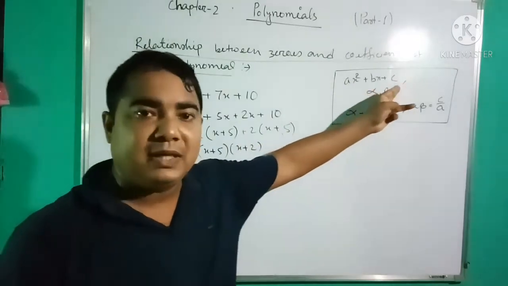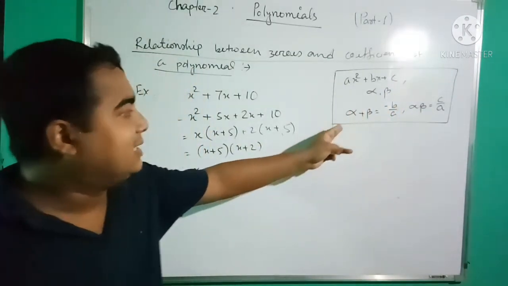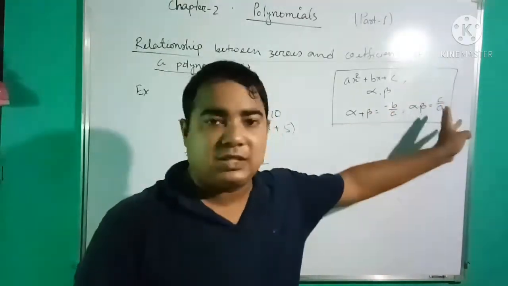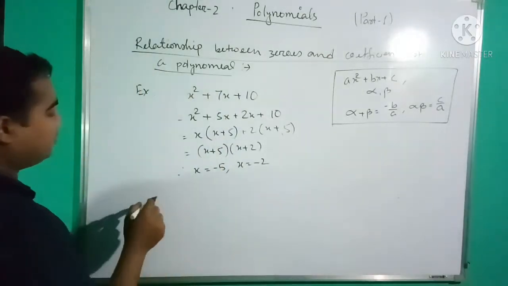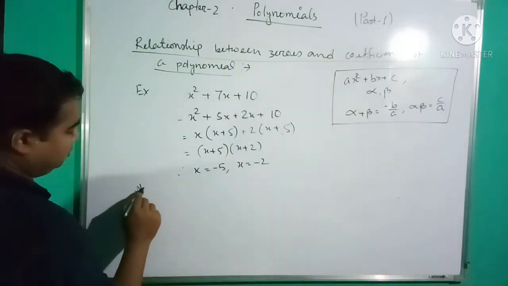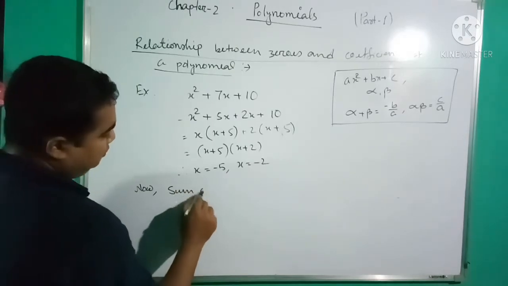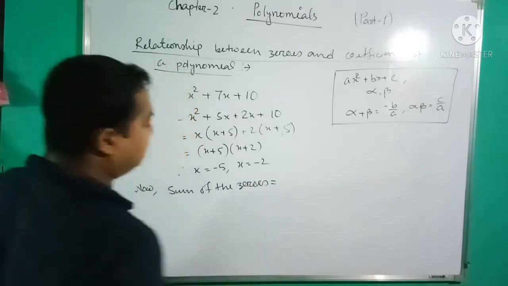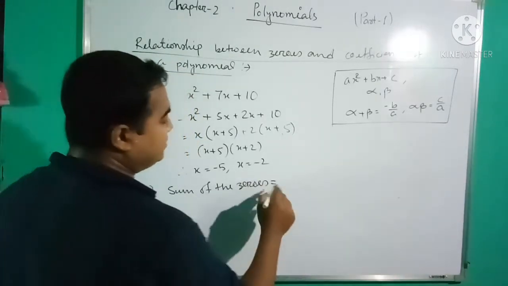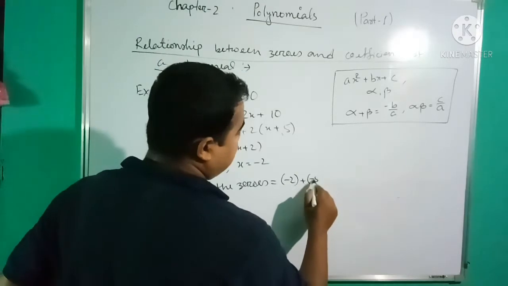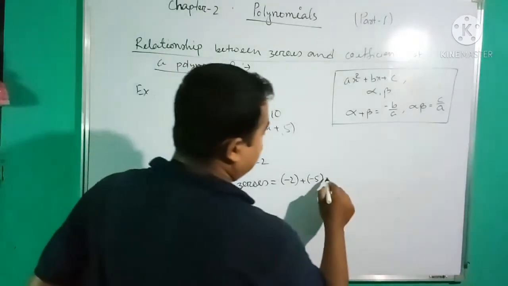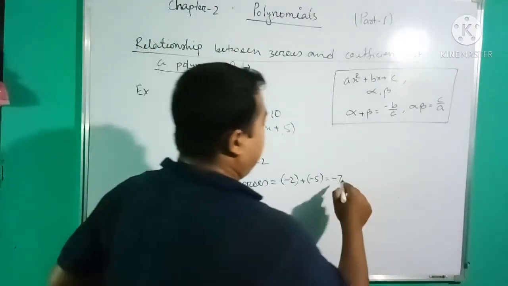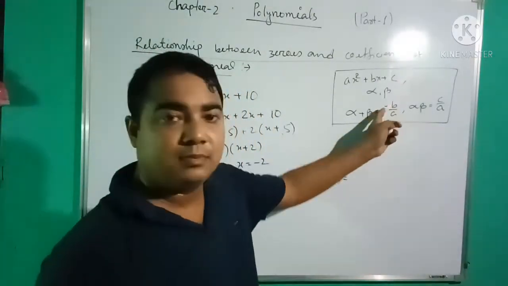See, if alpha and beta are the zeros of the given polynomial, then sum of the zeros is minus b by a, and product of the zeros is c by a. Now sum of the zeros. Sum of the zeros means adding the solutions. See, one is minus 2 and another one is minus 5. Sum means plus. Then the answer is minus 5 minus 2. Sum is minus 7. Now according to the formula, minus b by a.